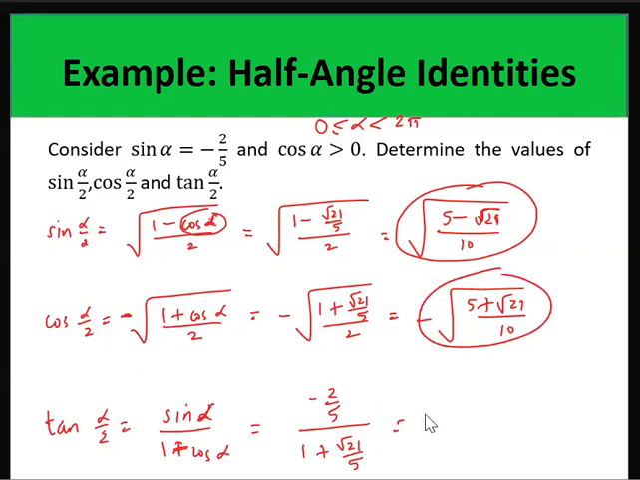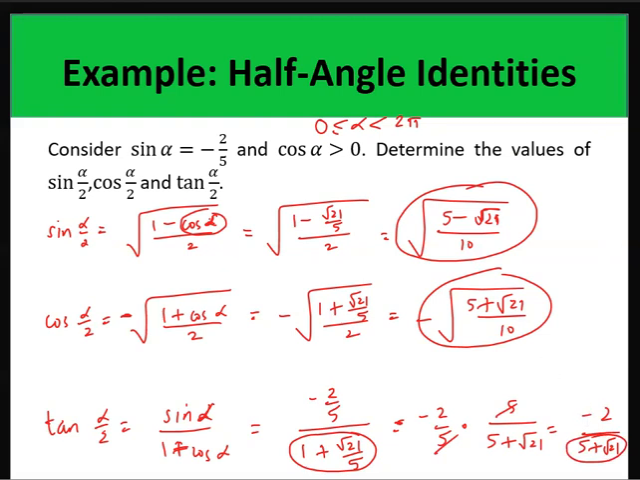And this one will be negative 2 over 5 multiplied by the reciprocal of the sum of this, which is 5 over 5 plus square root of 21. So this gives us negative 2 over 5 plus square root of 21. So you can actually take care of this by rationalizing, multiplying both the numerator and the denominator by the conjugate of 5 plus square root of 21.